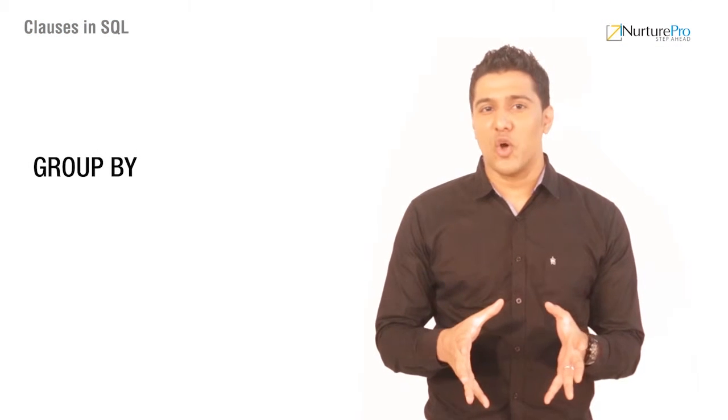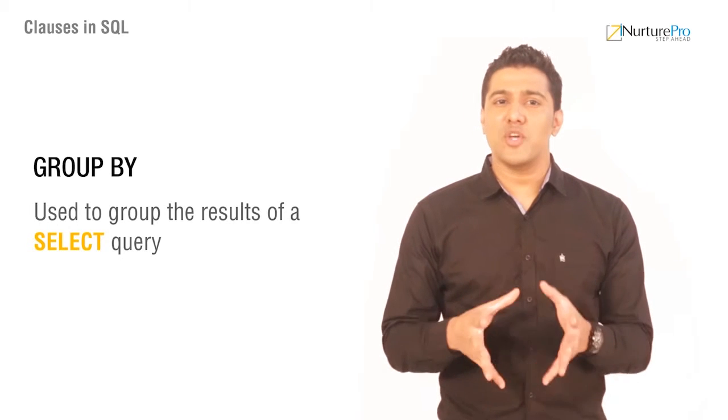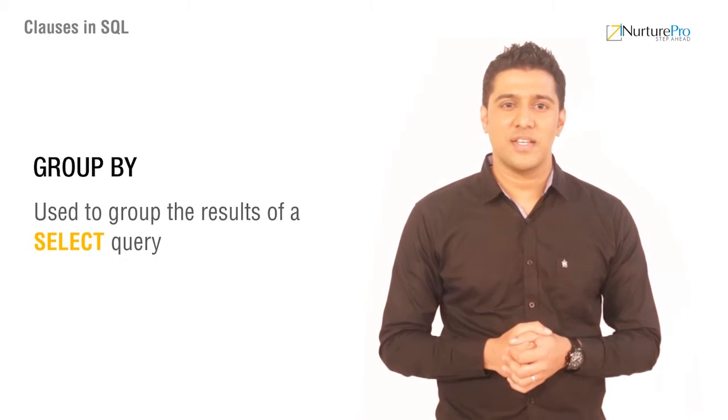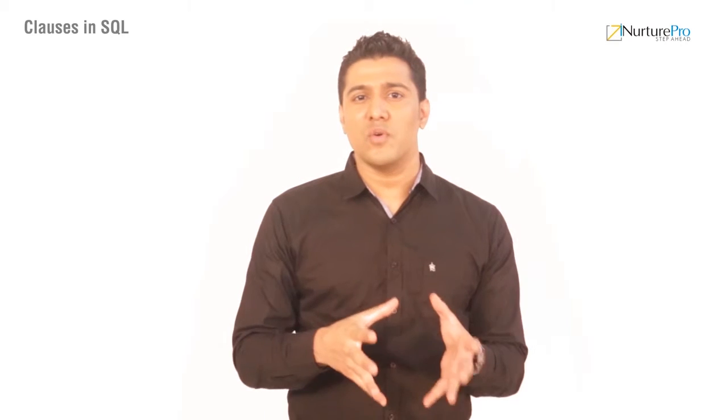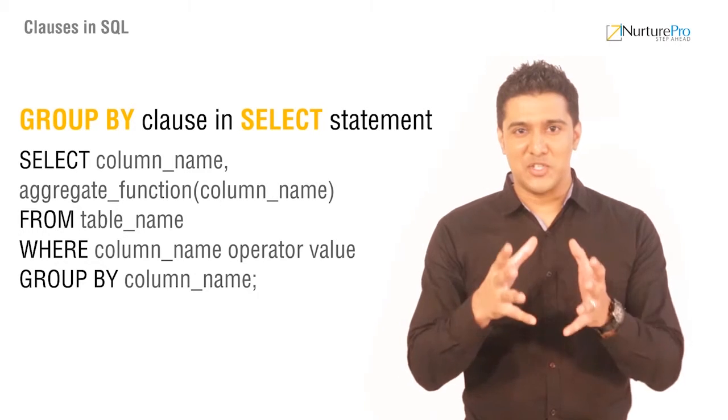The group by clause is used to group the results of a select query based on one or more columns. The group by clause is also used in conjunction with the aggregate functions to group the result set by one or more columns. The group by clause follows the where clause in a select statement and precedes the order by clause. The syntax for group by clause using select statement is shown on screen.